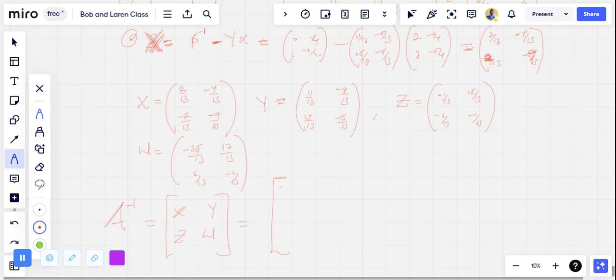So now let's check. I still want to clear this off. So my A inverse now, I want to open a full bracket of this length. My x, see it here: 2 over 13, minus 4 over 13, minus 2 over 13, minus 9 over 13, right? This is my x. My y now follows: 11 over 13, minus 8 over 13, 15 over 13, minus 5 over 13, right? So my z follows down here.